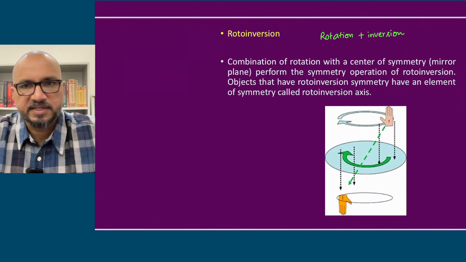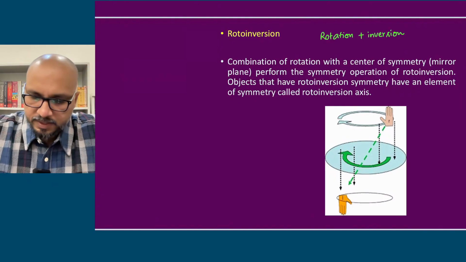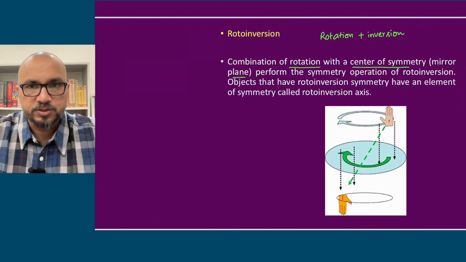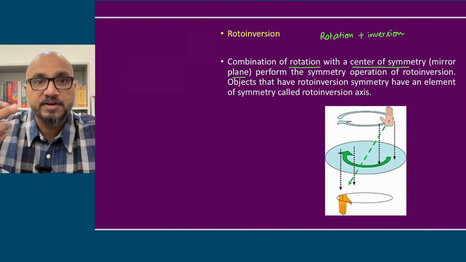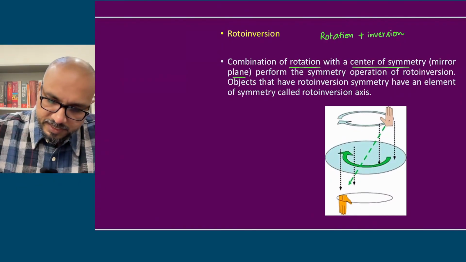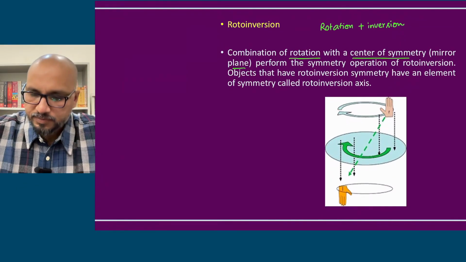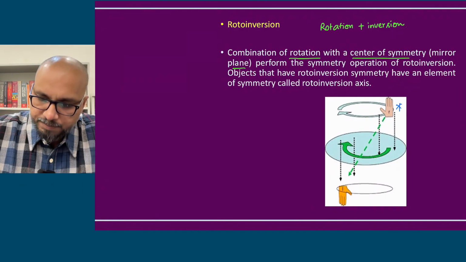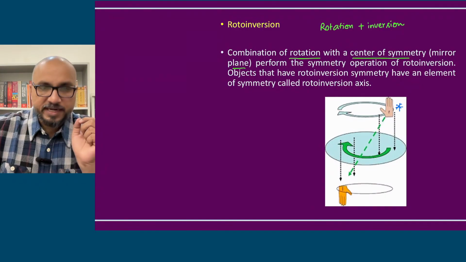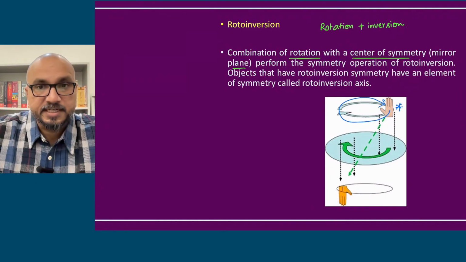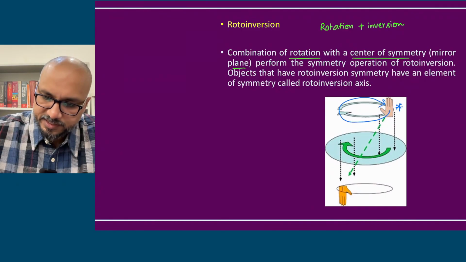Now inversion will happen when there is a mirror plane. Okay, so a combination of rotation with a center of symmetry, that is a mirror plane. So they are performed together. Rotation and inversion both are happening at the same time. Okay, so in this diagram here you can see that this is the element, this is the palm. Now you are rotating this palm to a full 360 degrees.